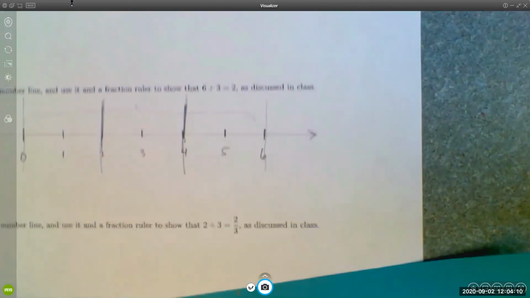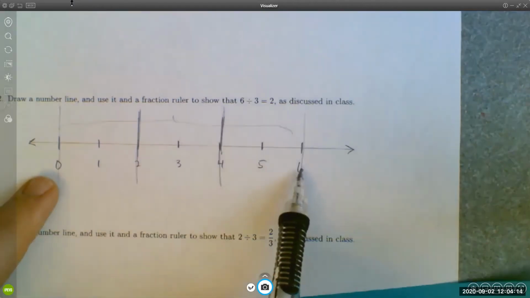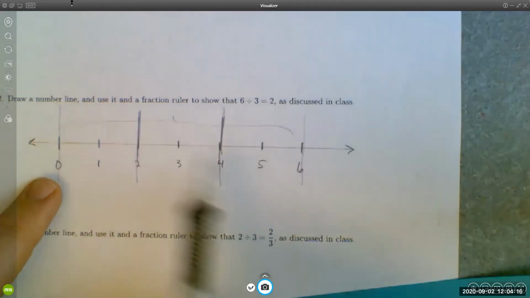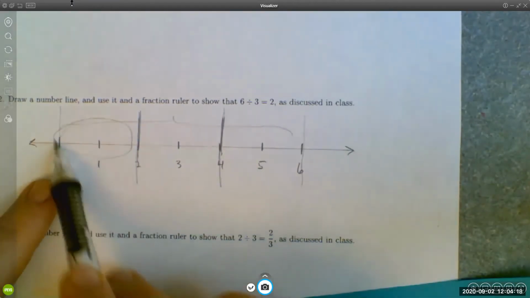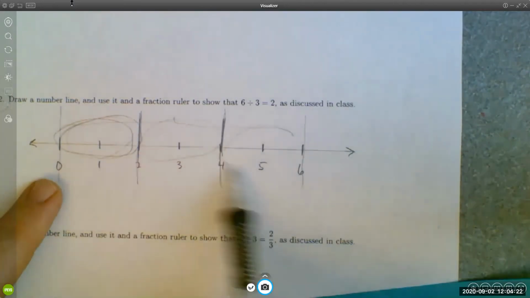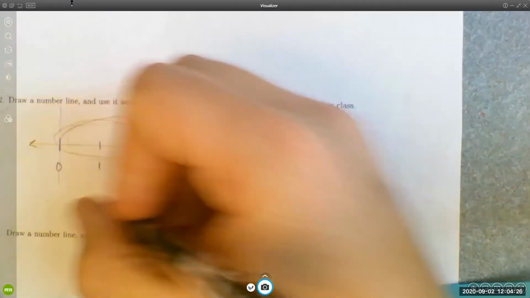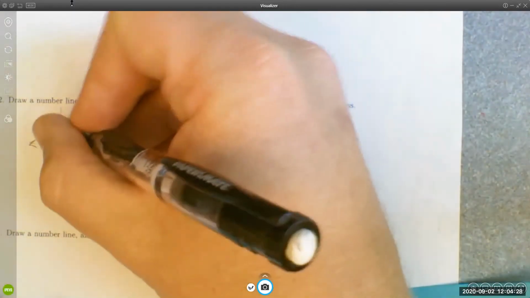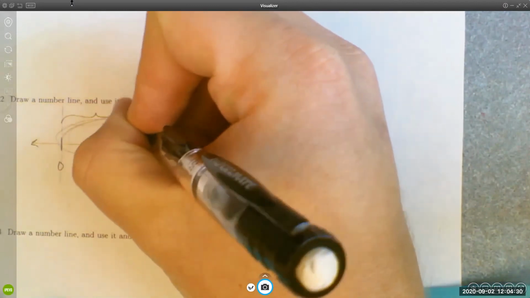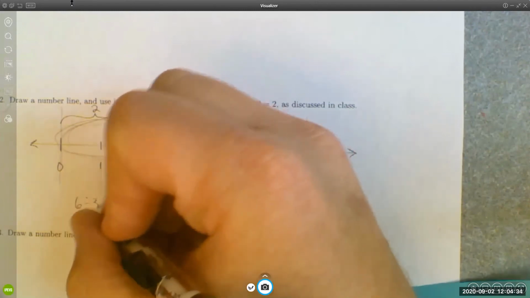Okay, so how do we see the answer here? Well, the answer, 6 divided by 3, is that we've split the distance between 0 and 6 into 3 equal parts, and each of those pieces is 2 units long, right? This is length 2, this is length 2, this is length 2, so 6 divided by 3 equals 2, right? You could indicate that a number of different ways. I'm just going to say that this is 2, right? So 6 divided by 3 is 2.